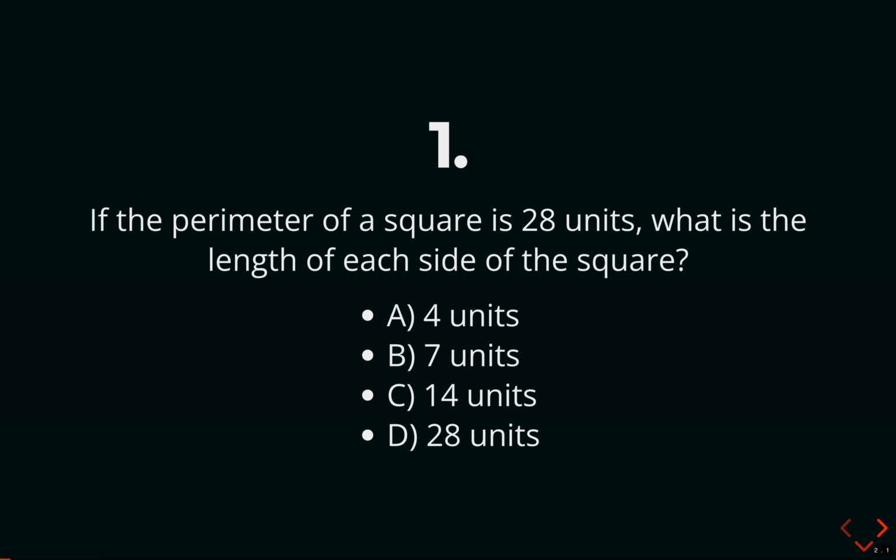Question 1. If the perimeter of a square is 28 units, what is the length of each side of the square? A. 4 units. B. 7 units. C. 14 units. D. 28 units. B. 7 units. Let's show how we solve this.